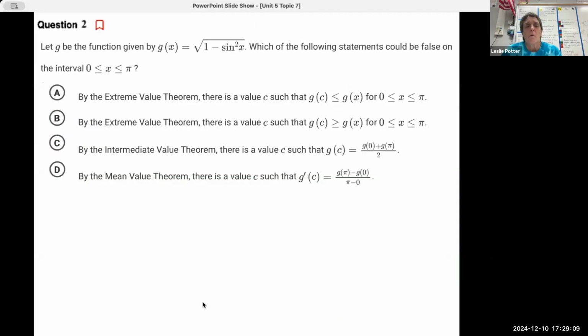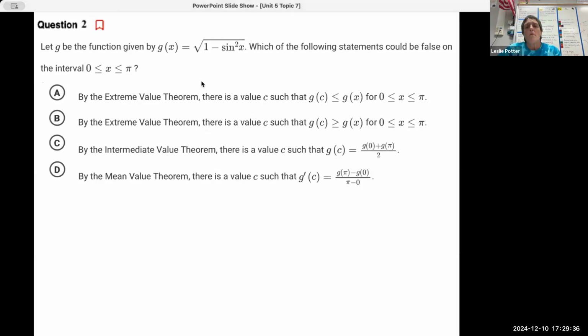All right, let's take a look at this one. It says, let G be the function given by G of x equals the square root of 1 minus sine squared x. Which of the following statements could be false on the interval from 0 to pi? So it could be false, so we just need to find one instance of a false statement. If we look at this, we have a couple of extreme value theorem options and intermediate and the mean. So we're hitting the big three again.